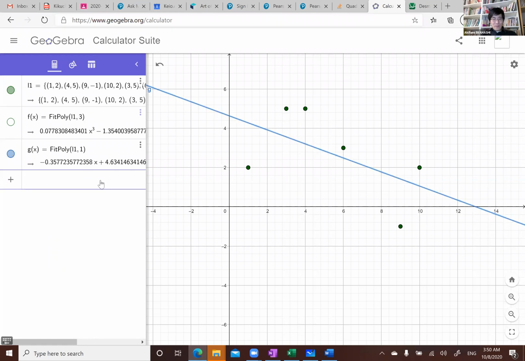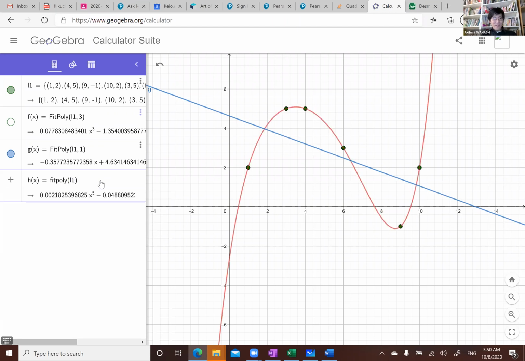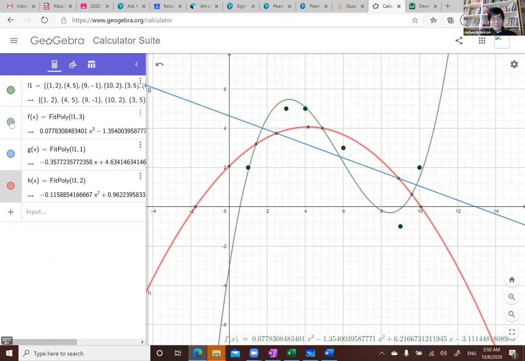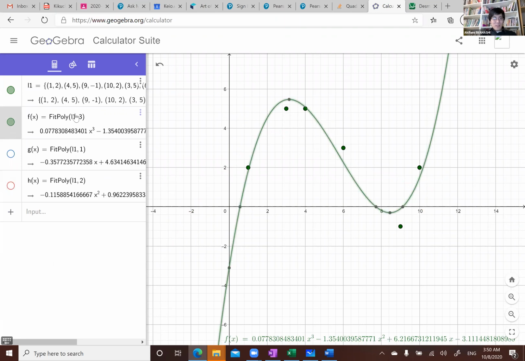Likewise, you can have a quadratic best fit, FitPoly of L1 with second degree, and you get the best quadratic curve closest to the points. And finally, the cubic one is already put here, which is this. So that's how we do it with GeoGebra. The hard part is inputting the data in this way, which is not easy to type. But once you have it, you can just use the FitPoly function.